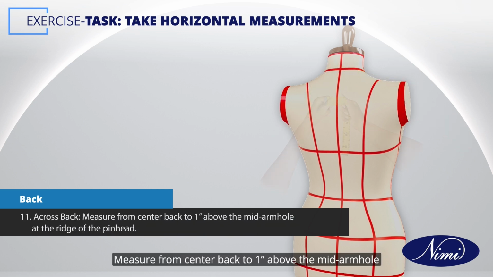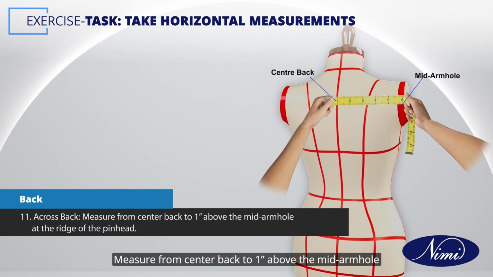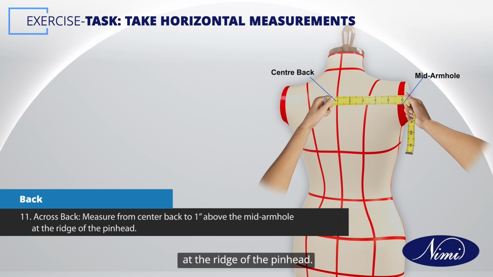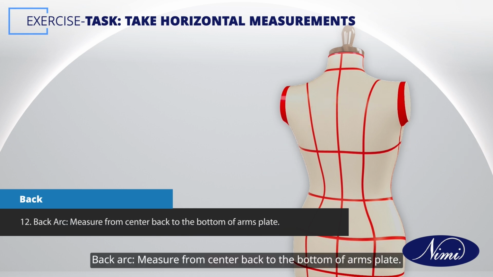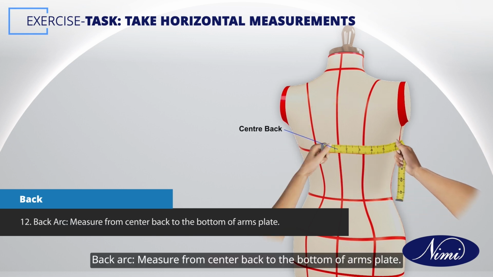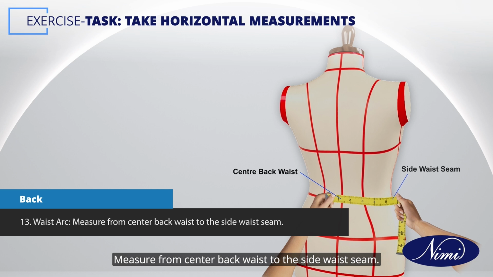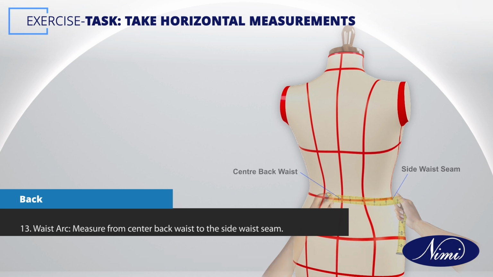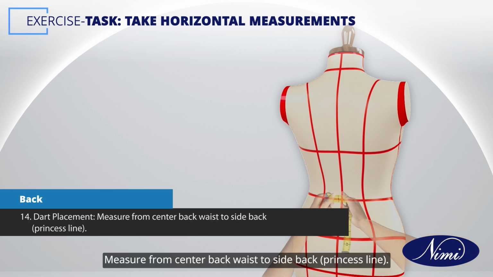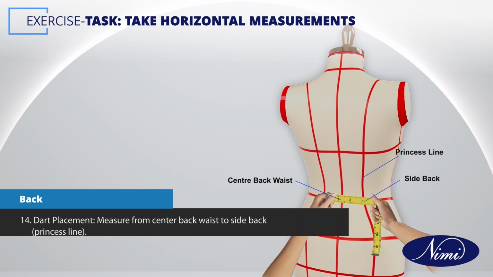Across back. Measure from center back to 1 inch above the mid armhole at the ridge of the pinhead. Back arc. Measure from center back to the bottom of arms plate. Waist arc. Measure from center back waist to the side waist seam. Dart placement. Measure from center back waist to side back, princess line.